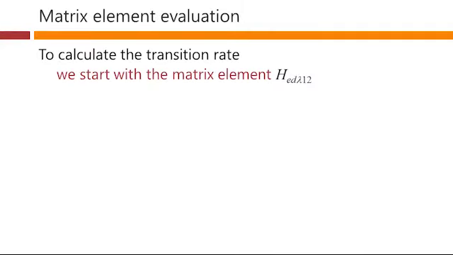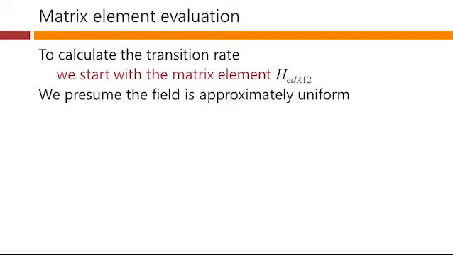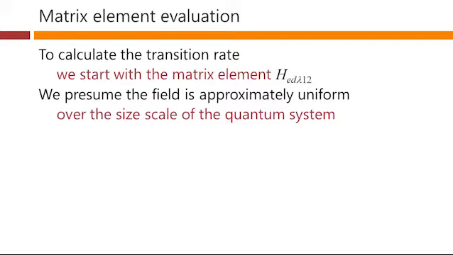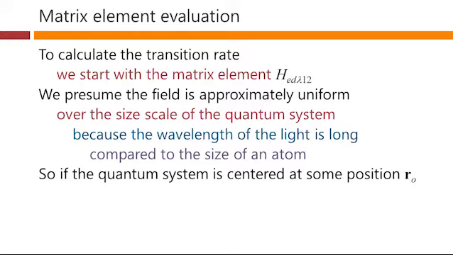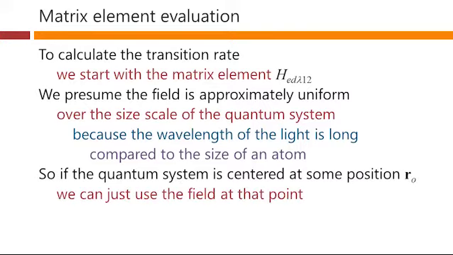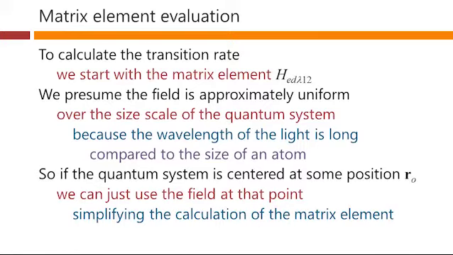To calculate the transition rate, we start with the matrix element H ED lambda 1, 2. We presume the electromagnetic field is approximately uniform over the size scale of the quantum system. That's often a good approximation for an atom, for example. The wavelength of light is long, and an atom is small. So if the quantum system is centered at some position r0, the position of the atom if you like, we can just use the electromagnetic field at that point. And that simplifies the calculation of the matrix element.